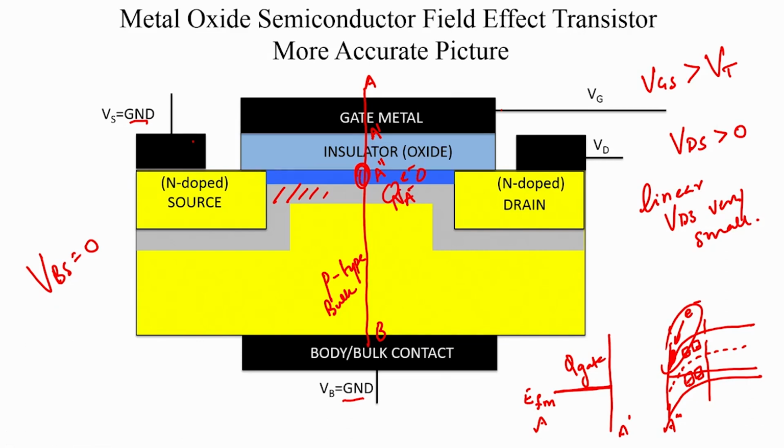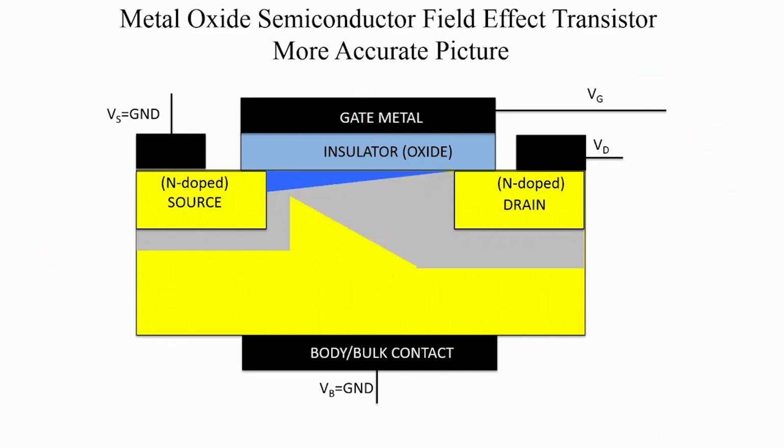Now, if we were to increase the VDS, so we do not have a VDS that is very small, that means you cannot ignore the VDS anymore. If VDS goes up significantly, you see this PN junction becomes more reverse biased, because your bulk, this P, can be said to be at ground.